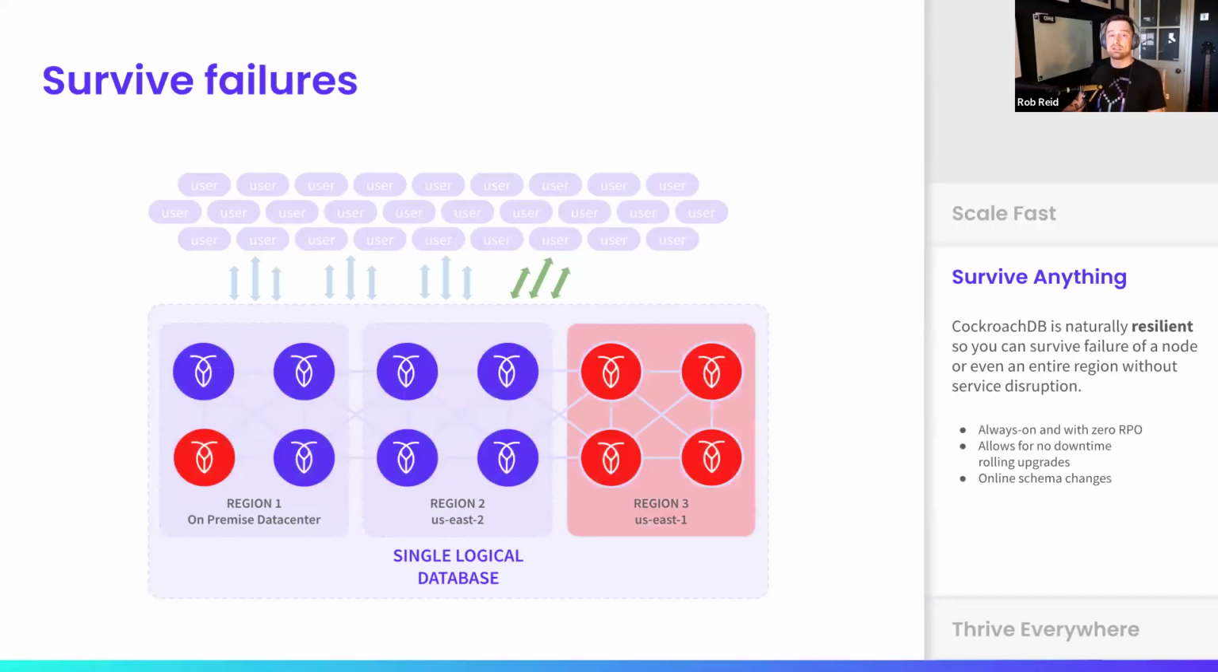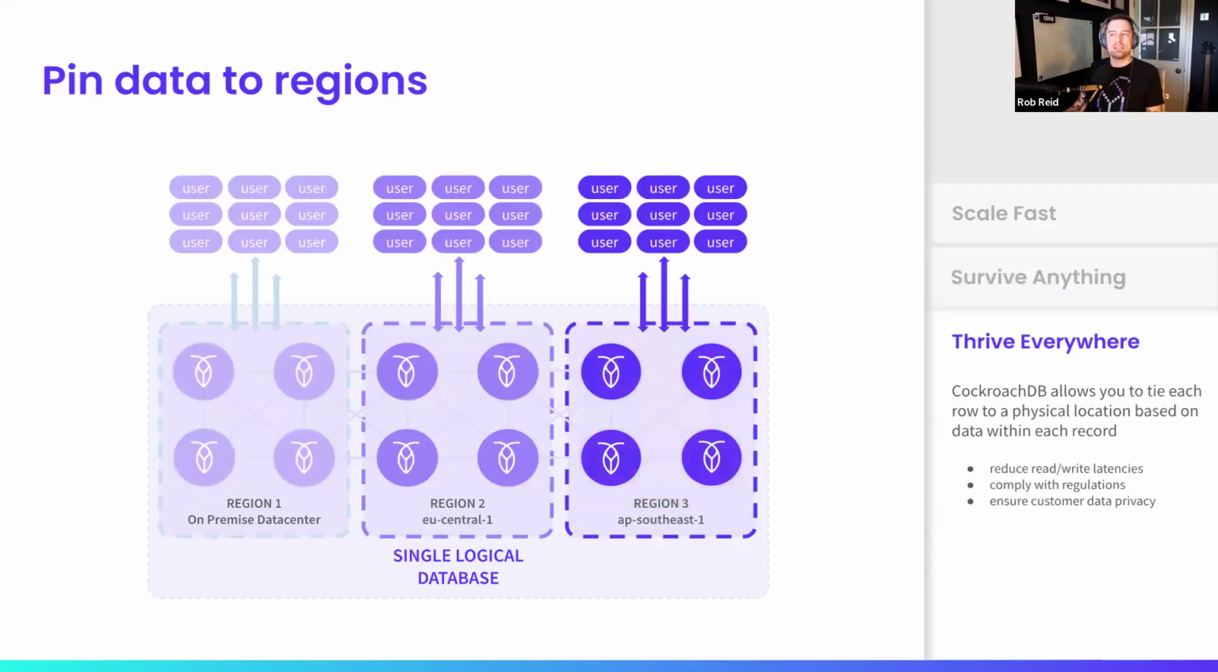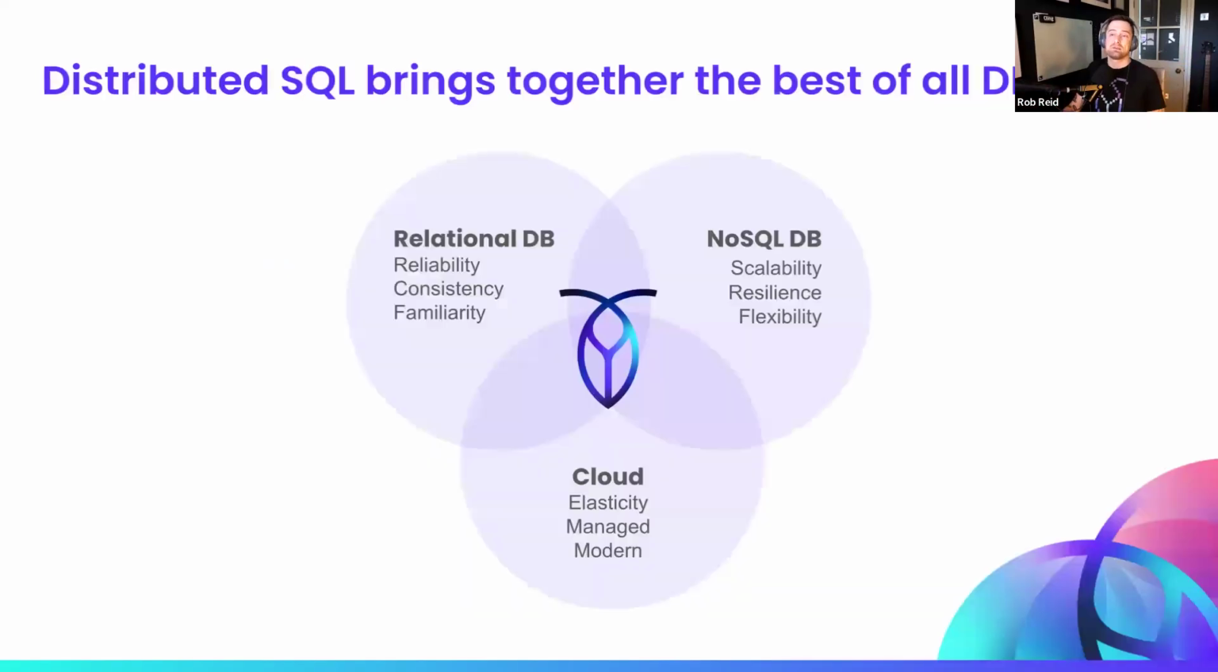And it can survive failures. Data is replicated across machines, so surviving outages becomes a non-issue as well. You can survive node, AZ, region, or if you're running across multiple cloud providers, an entire cloud outage. And you can pin data to geographic regions. And this helps with things like regulatory compliance or keeping read and write latencies for users in all locations low. And it's all from one database. This is one logical and physically distributed database.